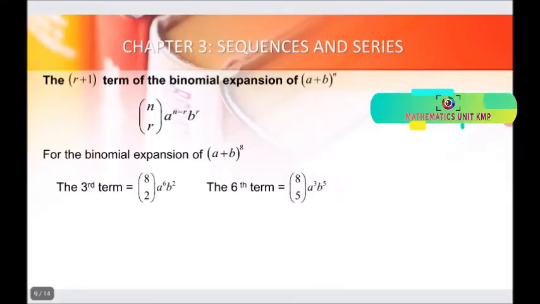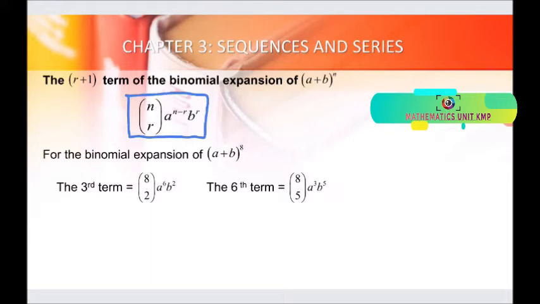Continue with the particular terms of the binomial expansion for (a + b)^n. So if we want to find a particular term from the binomial expansion, we can use the formula nCr multiplied with a to the power of n minus r multiplied with b to the power of r. For example, if we have (a + b)^8.